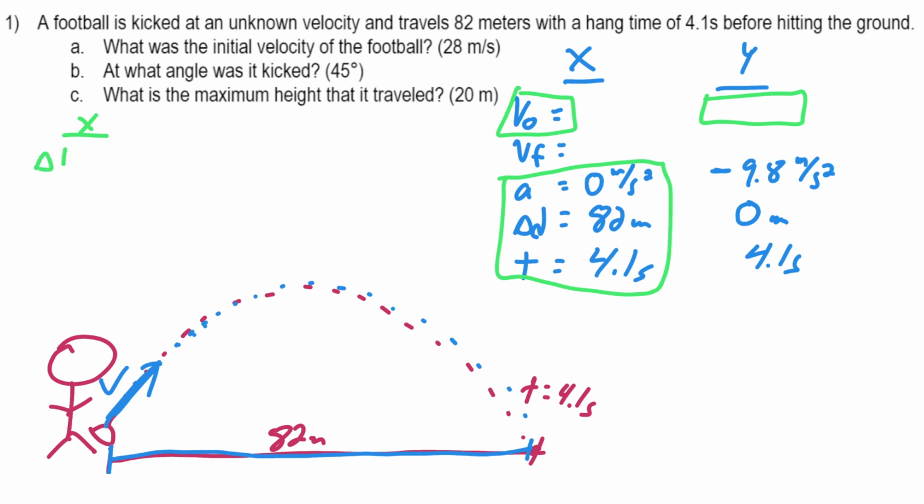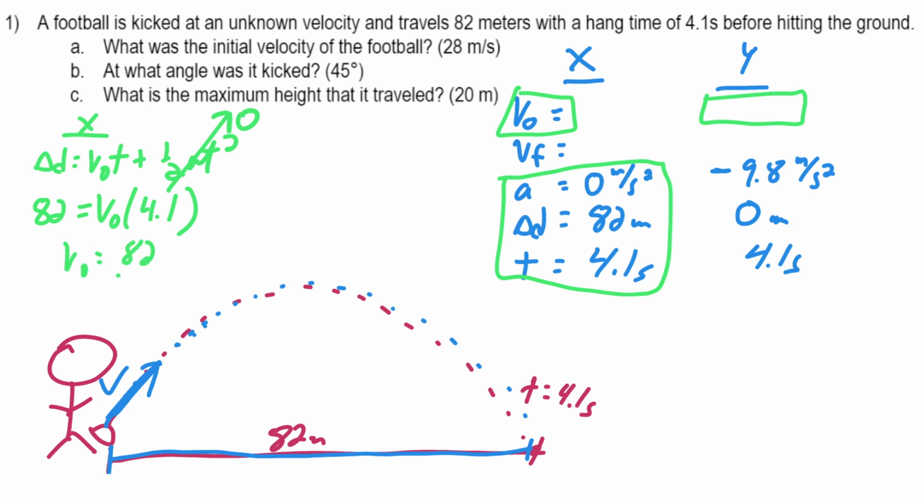We're going to use this equation, delta d equals v0 t plus 1/2 a t squared. Since acceleration is 0, that really simplifies the problem. So this is going to be 82 equals the initial times 4.1. Solve for the initial, and you get 82 over 4.1, which gives us 20 meters per second. Now remember, that's not the total velocity. That's not what we're solving for. That's only the horizontal velocity. We're also going to need to solve for the vertical velocity.